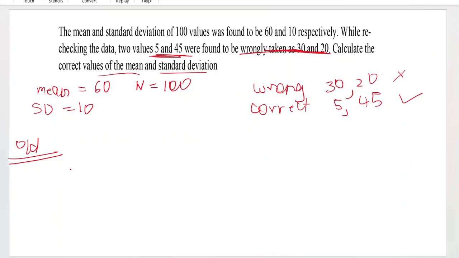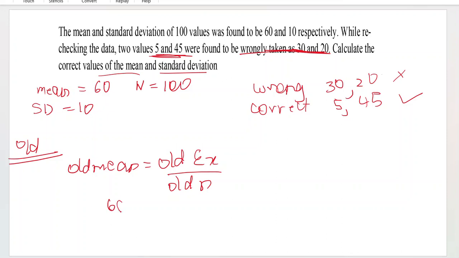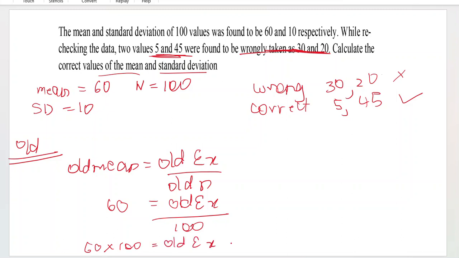This is the old part, in which we deal with old mean, which is old sum of x upon old n. Now, old mean is 60. Old sum of x is something which we should find. Old n is 100. So therefore, we get 60 into 100 as old sum of x, and this is 6000, which is old sum of x.